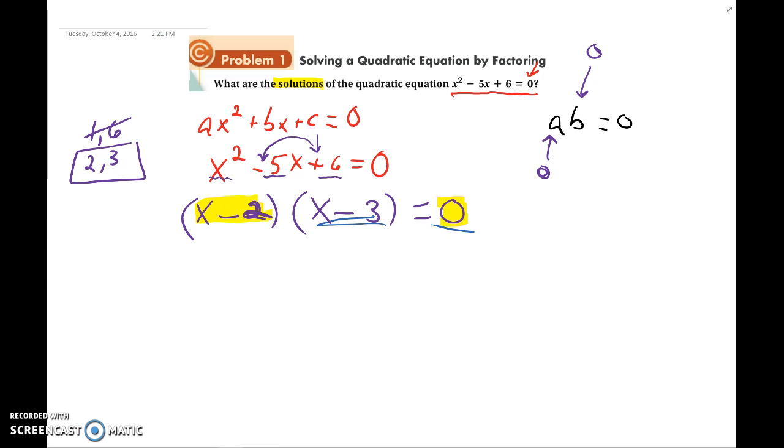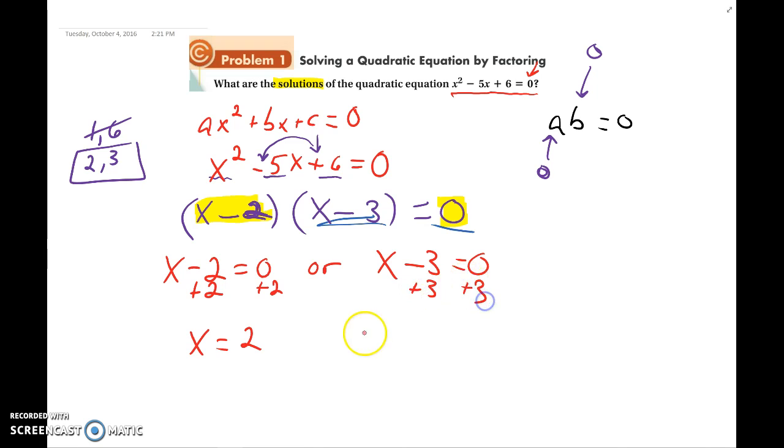So what we will do next is take each one of these factors, x minus 2, and set it equal to 0, or x minus 3, and set it equal to 0. And then we just solve for each one. So we add 2, so that means x is equal to 2, and then we add 3, or x is equal to 3. All right, so those are the solutions of our equation, x squared minus 5x plus 6 is equal to 0, and we can also refer to those as our zeros.